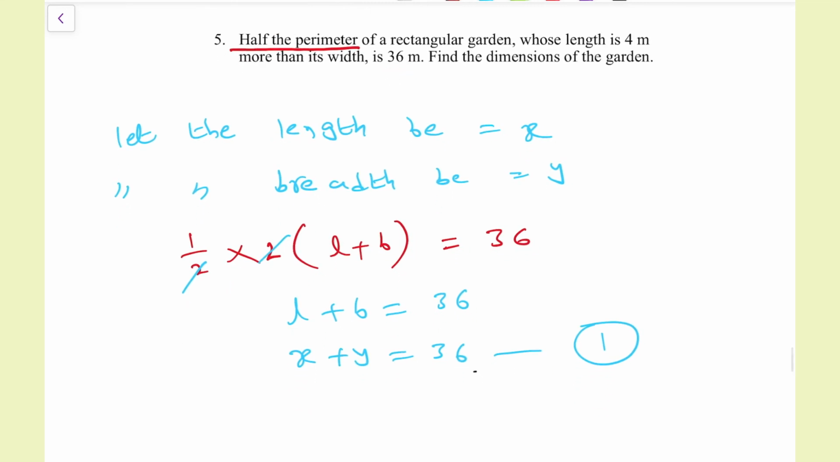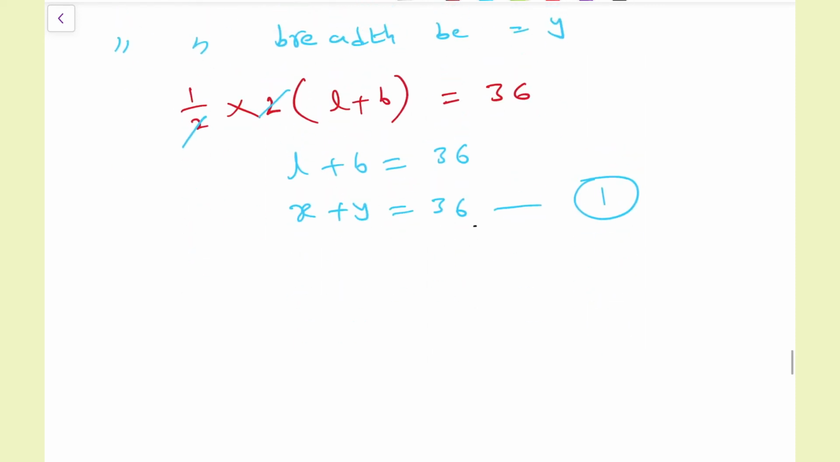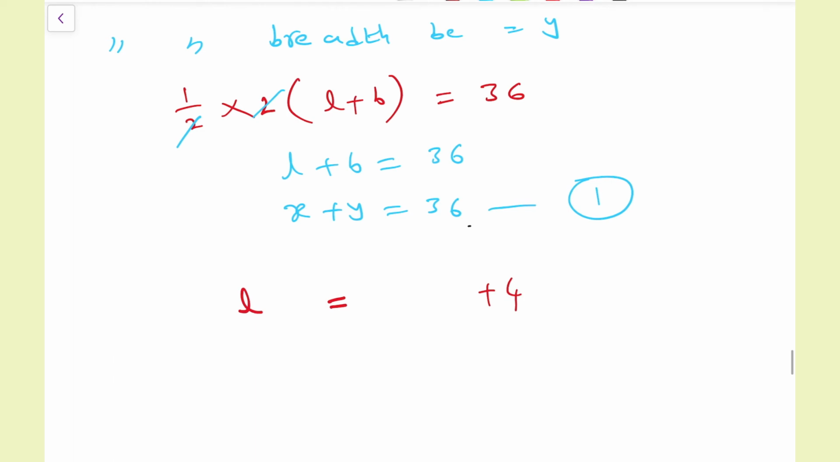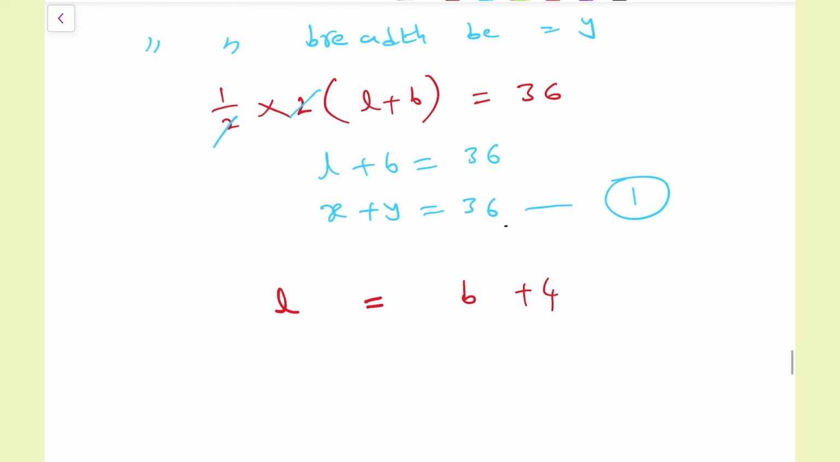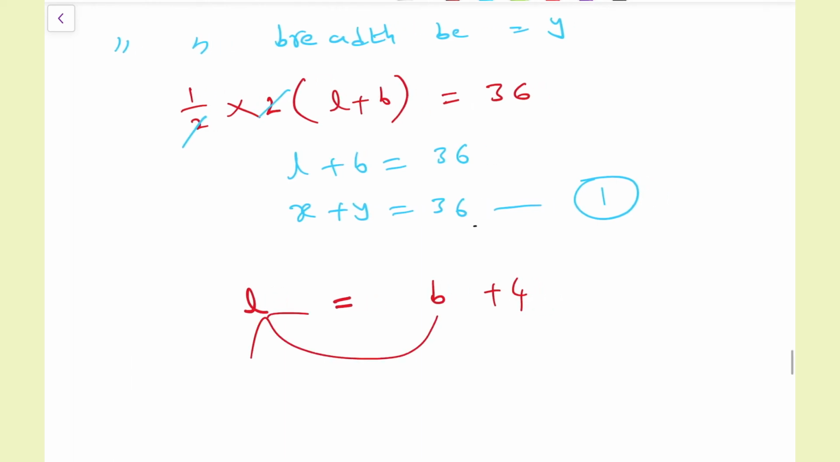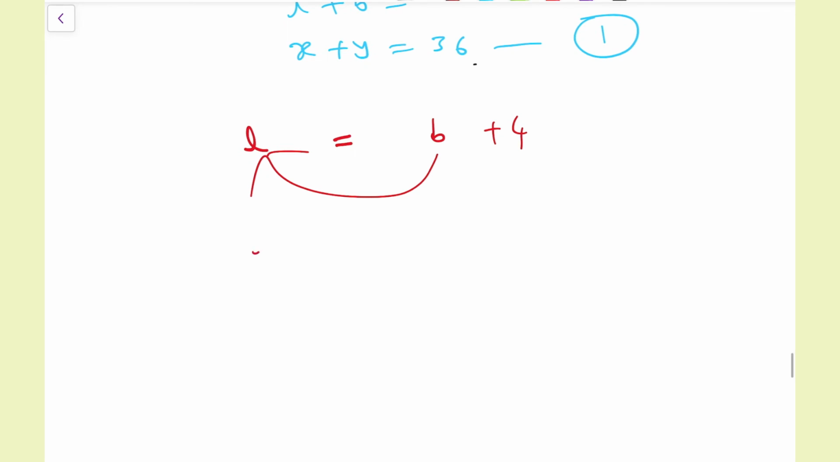Coming to the second condition now. Length is 4 meters more than the breadth. Take B to the left side. So it becomes L minus B equals 4. Replacing length and breadth with x and y, x minus y equals 4. This is equation number 2.